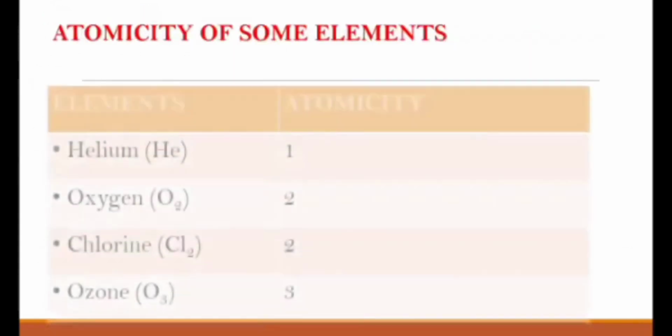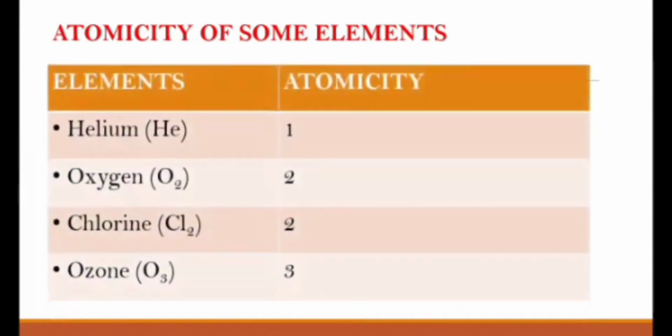Take a look at the following examples and tell me the atomicity quickly. Okay, so the first on the list is helium. How many atoms do you see there? 1. So it is monoatomic. For oxygen, how many do you see? 2. Therefore, it is what? Diatomic. For chlorine, how many do you see? 2. It is also what? Diatomic. Finally, for ozone, how many do you see? 3. So it is what? Triatomic.